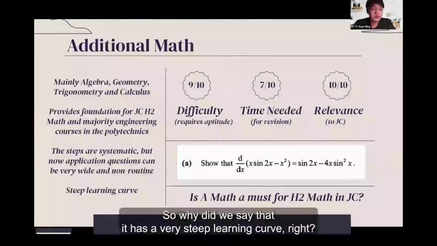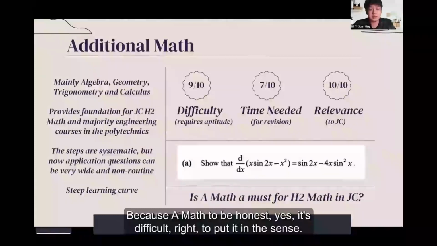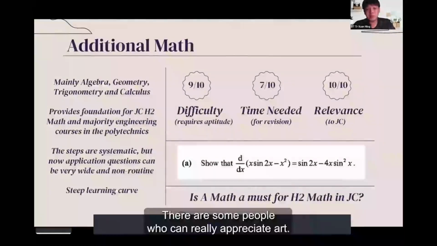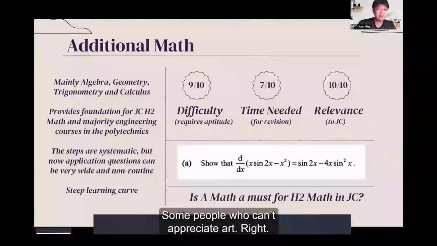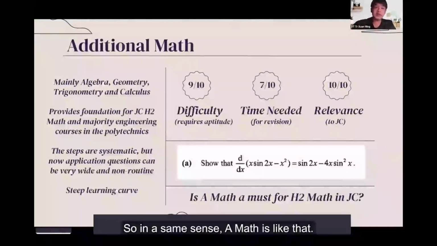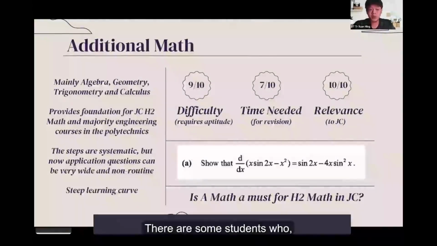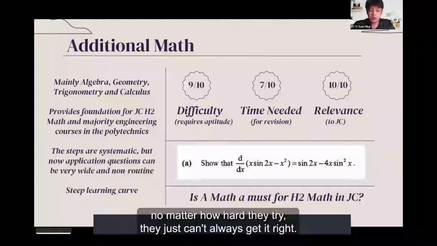So why do we say that it has a very steep learning curve? Because A-math, to be honest, is difficult, right? To put it in a sense, I do not think that everybody out here can appreciate art, right? There are some people who can really appreciate art, and some people who can't. In the same sense, A-math is like that. There are some students who have the aptitude to do A-math very well, and there are some students who, no matter how hard they try, just can't always get an A, right?